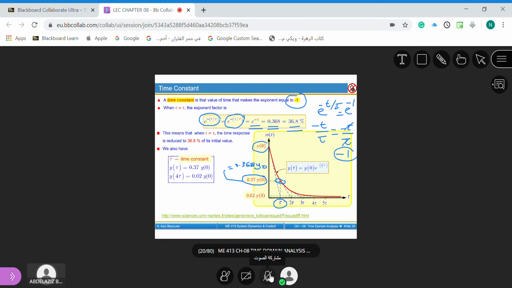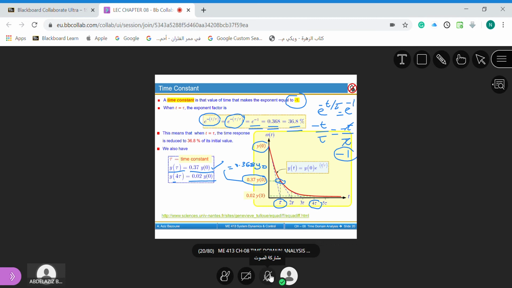So tau is the time constant, and y of tau is 57% of the original value. We are also interested in finding the value at 4 tau. The value at 4 tau is at 98%, which means 0.02. Y of 4 tau will be equal to 0.02 y, converging to the steady state value, or to the zero value here.